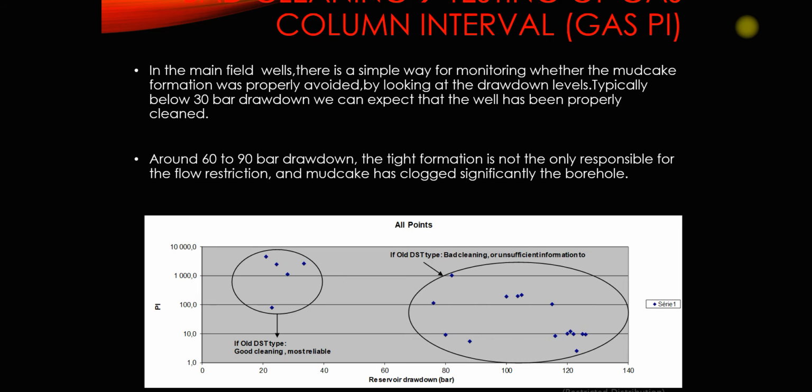So the method used here is probabilistic. It's not an absolute, but because we had a lot of information, you have in this big scale, and on the x-axis you have the reservoir drawdown. And I consider that a good idea, because it's tight formation, to know whether we have mud cake formation, which is the consequence of bad cleanup or not, is to look at the drawdown level.